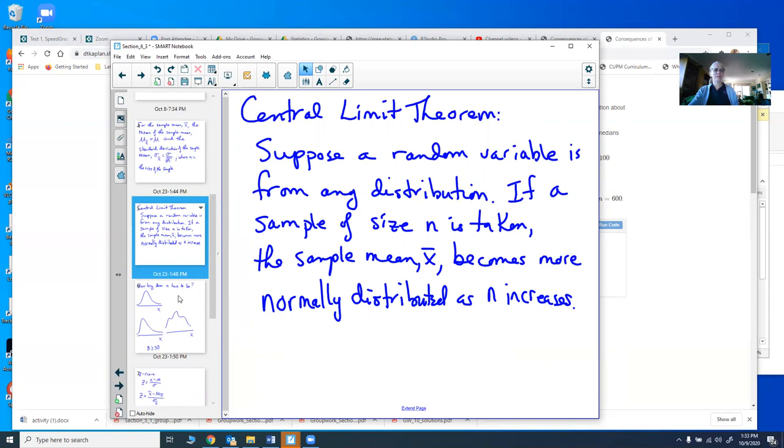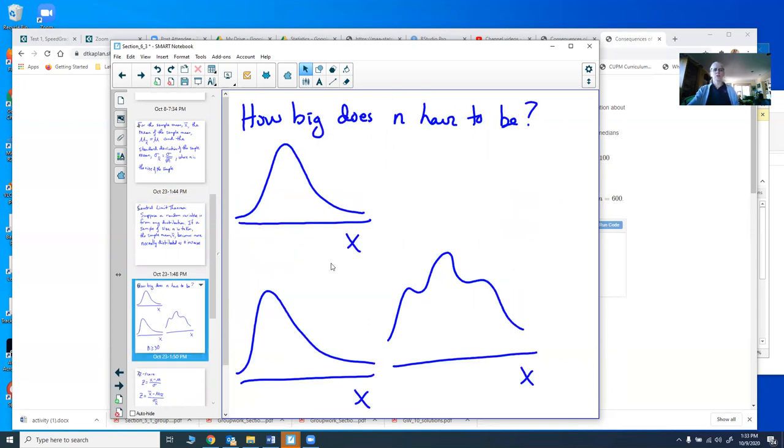Well, it depends on how things are originally distributed. So if I happen to have a normal distribution for my variables, like height is a normally distributed random variable. You've seen other variables that are normally distributed that you looked at. Time can be sometimes not.